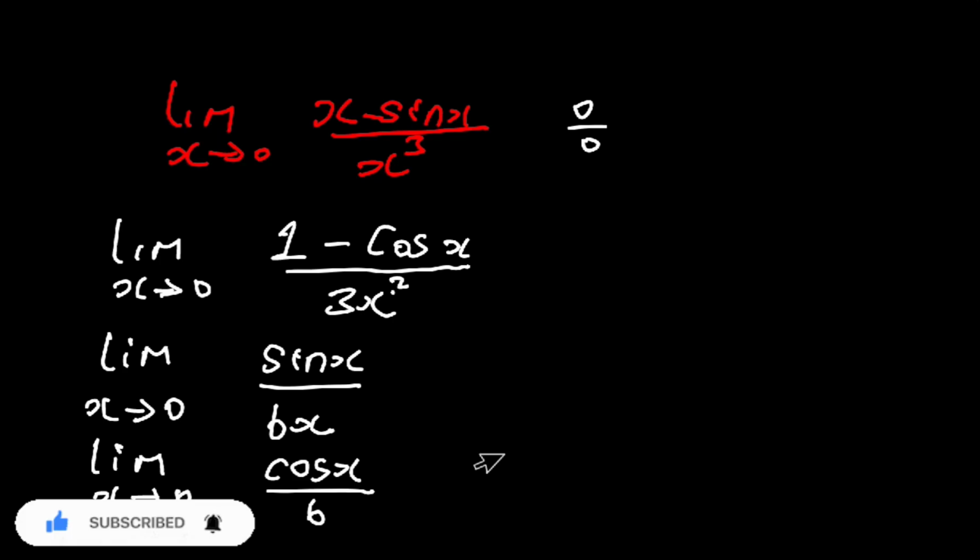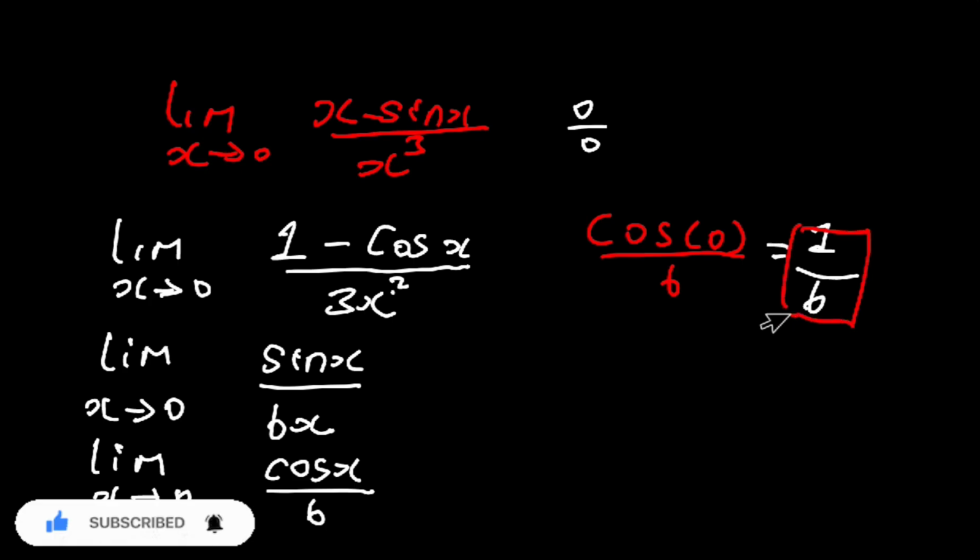Now, plugging in 0, we're going to get cosine 0 over 6. And we know that cosine 0 is equal to 1, so we have 1 over 6. And this is the answer to this question.